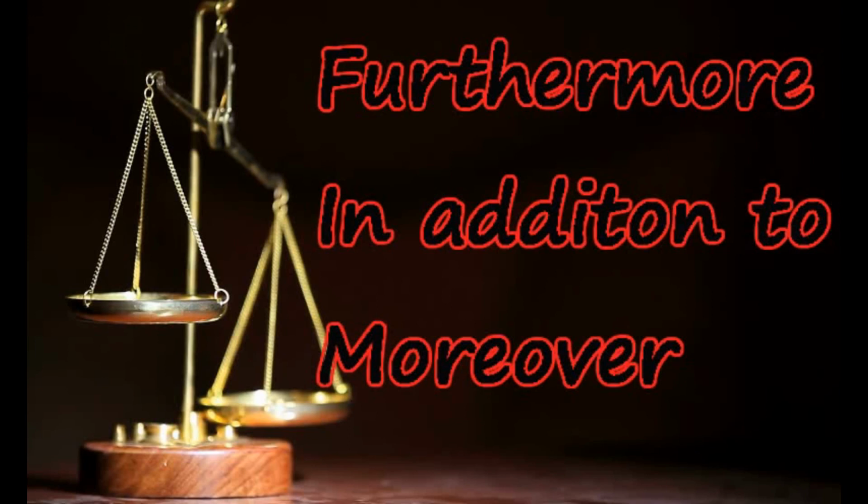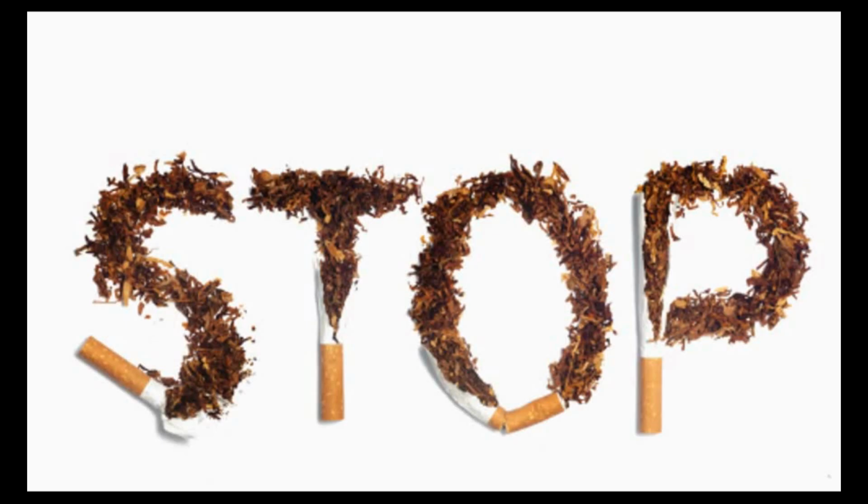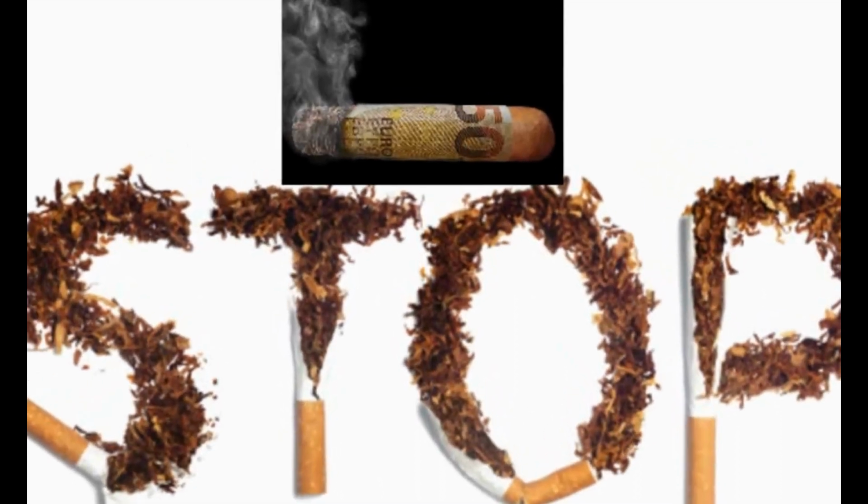The first group of words are furthermore, in addition to, and moreover. These are all very similar in that we use them to introduce a fresh consideration to an argument. Smoking is bad for your health. Furthermore, it costs lots of money. Smoking is bad for your health, in addition to costing lots of money. Smoking is bad for your health. Moreover, it costs lots of money.